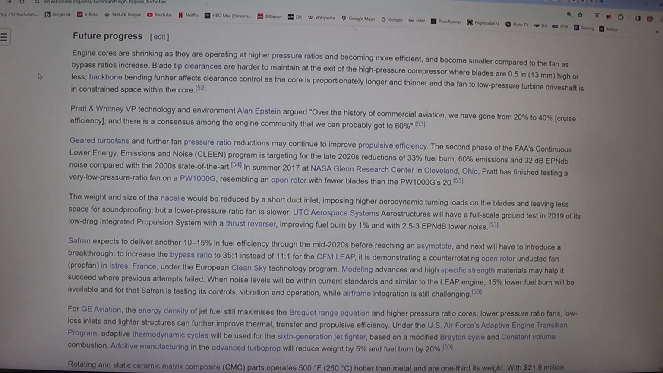Geared turbofans and further fan pressure ratio reductions may continue to improve propulsive efficiency. The second phase of the FAA's Continuous Lower Energy, Emissions and Noise (CLEEN) program is targeting, for the late 2020s, reductions of 33% fuel burn, 60% emissions and 32 dB EPNdB noise compared with the 2000s state-of-the-art.